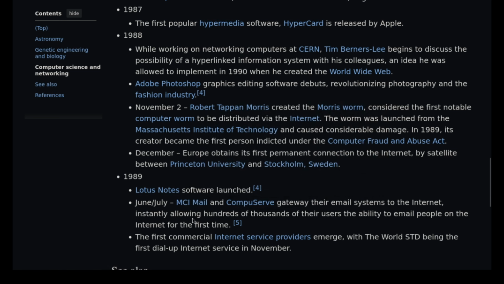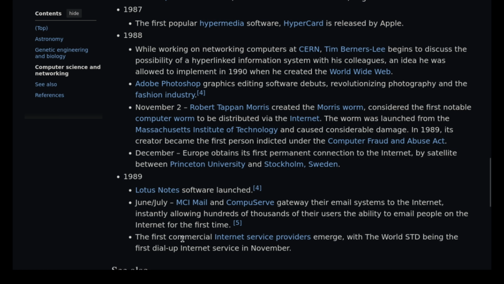1989? Were there other email providers other than MCI Mail or CompuServe? And when did they appear? I remember in the 90s, Yahoo Mail was a thing, and Hotmail was a thing, which Microsoft later bought.